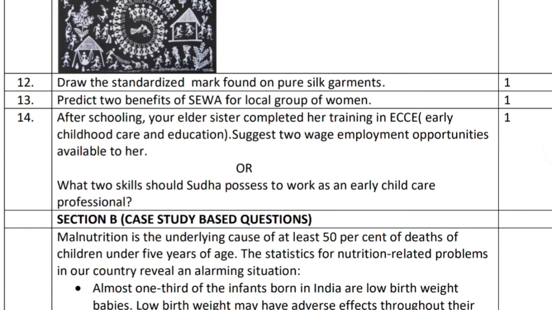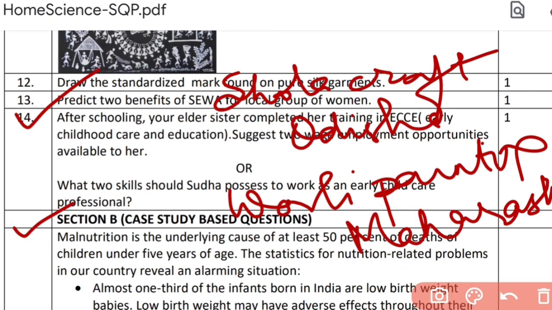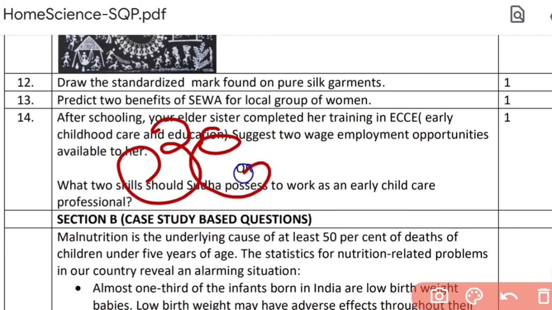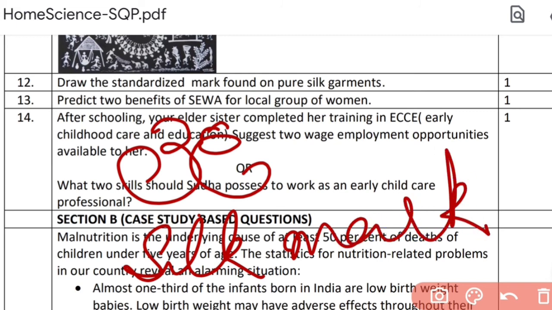The 12th question, that is of 1 mark, is: draw the standardized mark found on pure silk garments. On silk garments, what is the mark? It is the silk mark. I don't think I can draw very nicely, but it was something like this, and then you had something like this. Remember, this was your silk mark, and this tells you that the quality of silk is pure. It is 100% natural silk.